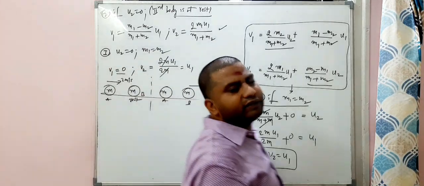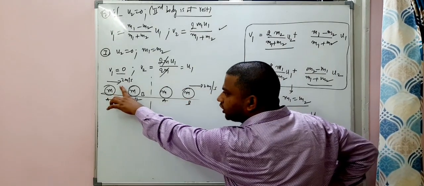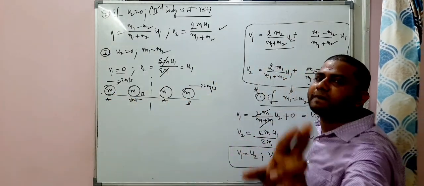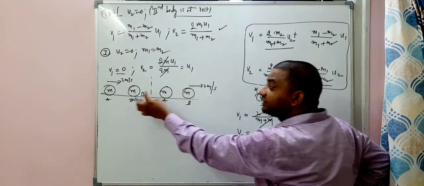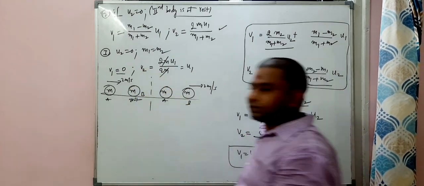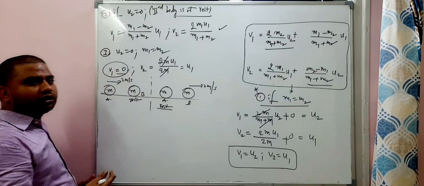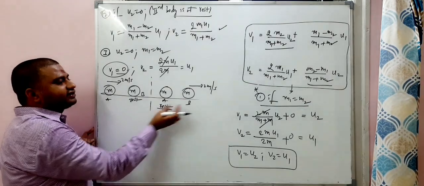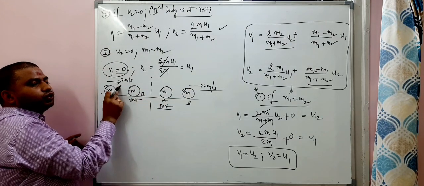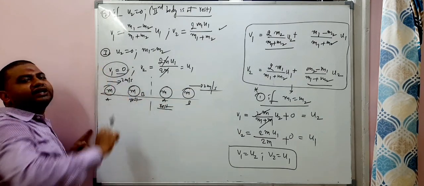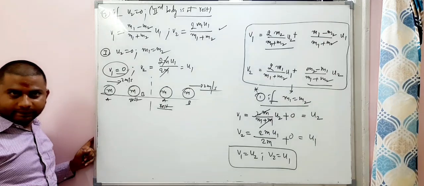A very important case for the students. There are two bodies. One is moving with 2 meters per second, the other one is at rest. Both have the same masses. And coming to here, after the collision, the first body will come to rest because the final velocity of the first body is 0. The first body comes to rest and the second body moves with some velocity. What is that velocity? It is the velocity with which the first body initially started. Understand?